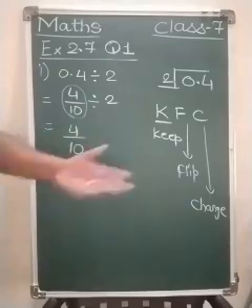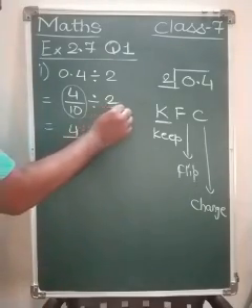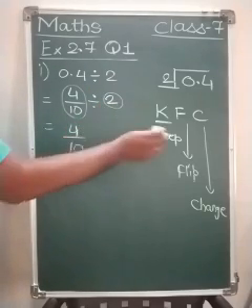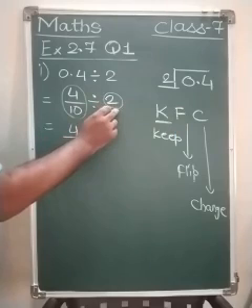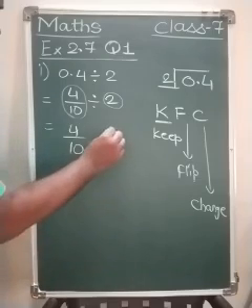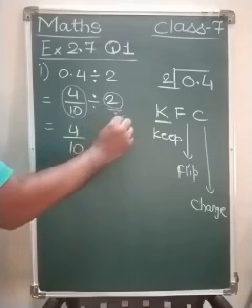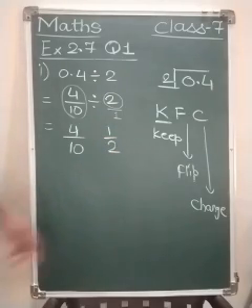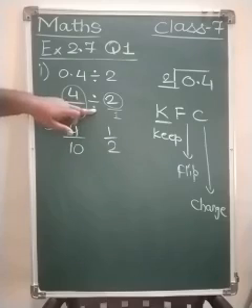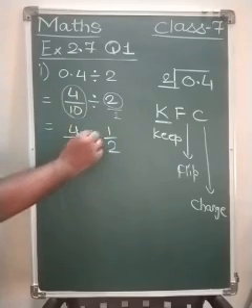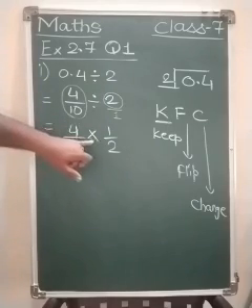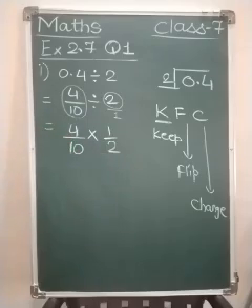Then we flip. This number is to be flipped. Though it is written here, we flip this number. 2 is to be flipped. That is, we have to write down the reciprocal. So here the denominator is 1. So 2 upon 1. The reciprocal will be 1 upon 2. Okay. And change. Change the division sign into multiplication. So how do we get? 4 upon 10 multiplied by 1 upon 2.